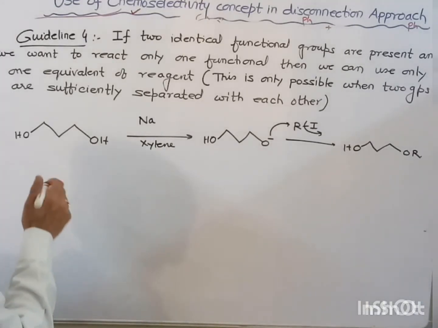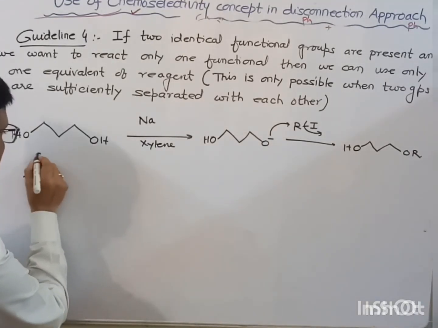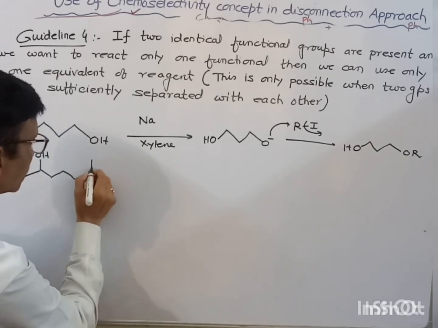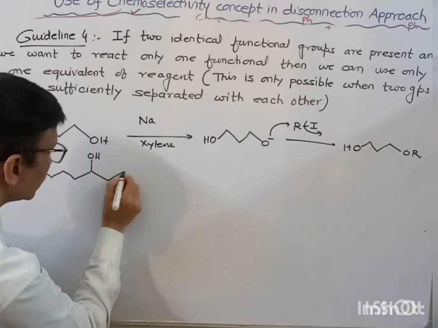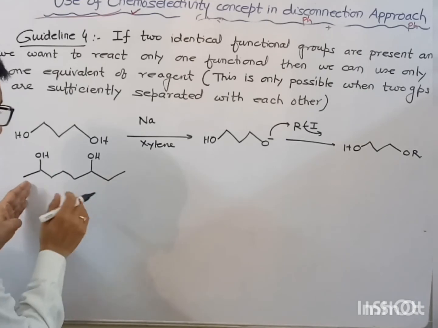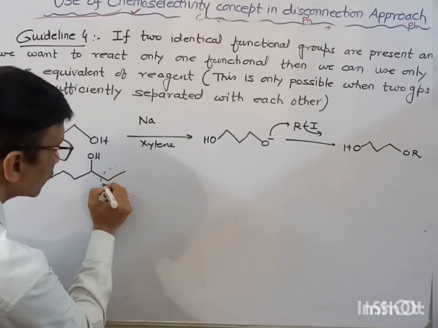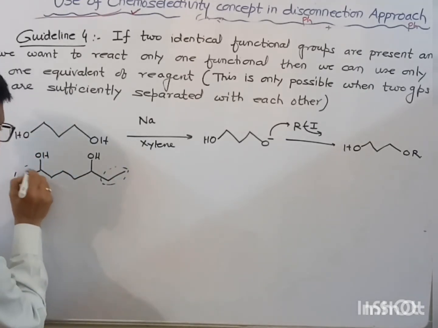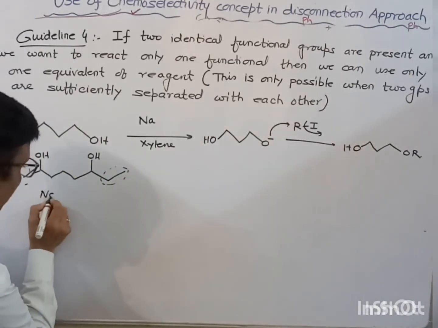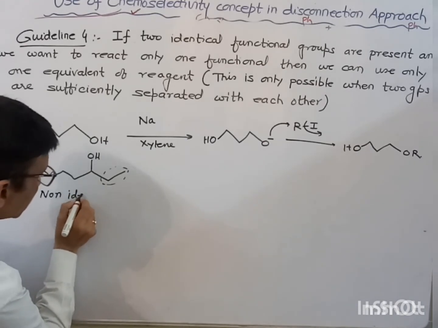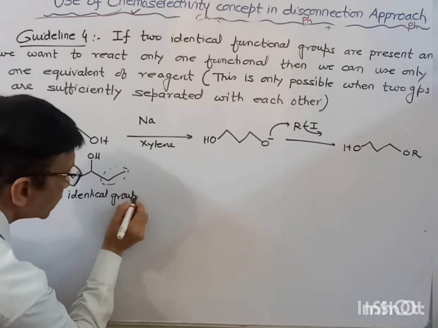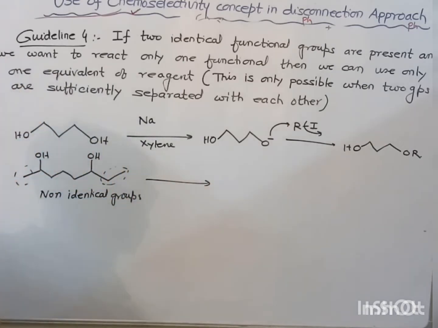Now similarly, suppose I take another example where the two groups are not identical. Here both groups were identical, but here the two groups are not identical because here we have the ethyl group and here we have the methyl group. So these are non-identical groups.